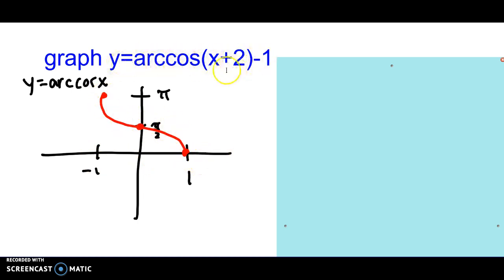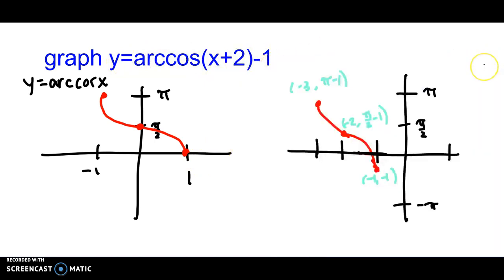For this one here, we just had to apply the transformations of going left 2 and down 1. So if I do that, I'm going to take all of these 3 points, move it to the left 2 and down 1. If you're not understanding where I got this from, read my ordered pairs and figure out, how did I go from one to the other.